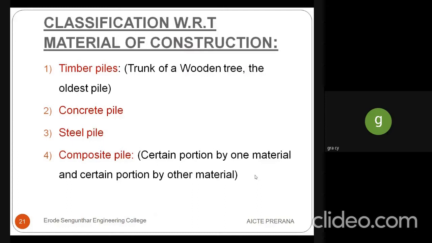The next topic is classification with respect to material of construction. The first one is timber pile. Timber pile is the oldest method. Nowadays they are not using timber piles. It is like the trunk of a wooden tree, and it is the oldest pile. The next topic is concrete pile. Third is steel pile, and fourth is composite pile. A composite pile is a certain portion of one material and a certain portion of another material, either wood with concrete or concrete with steel. The combination of the two materials we can call a composite pile.